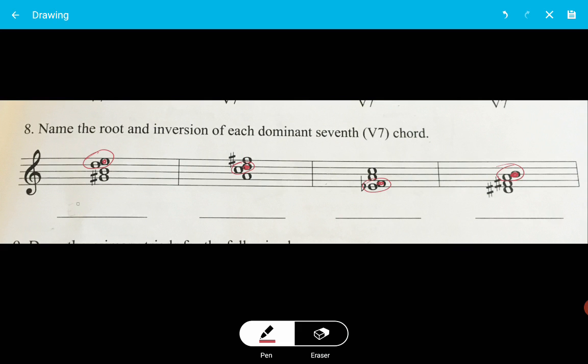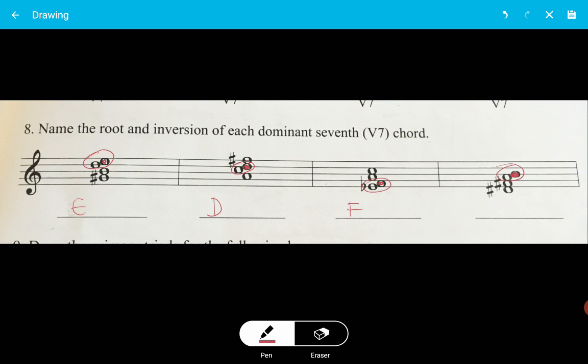So what is your root in this case? E, right? What is your root in this case? It's D. Oops, that's a lousy D. Let me write a better D, right? So in this case, it's F. So go ahead and define the last one yourself.